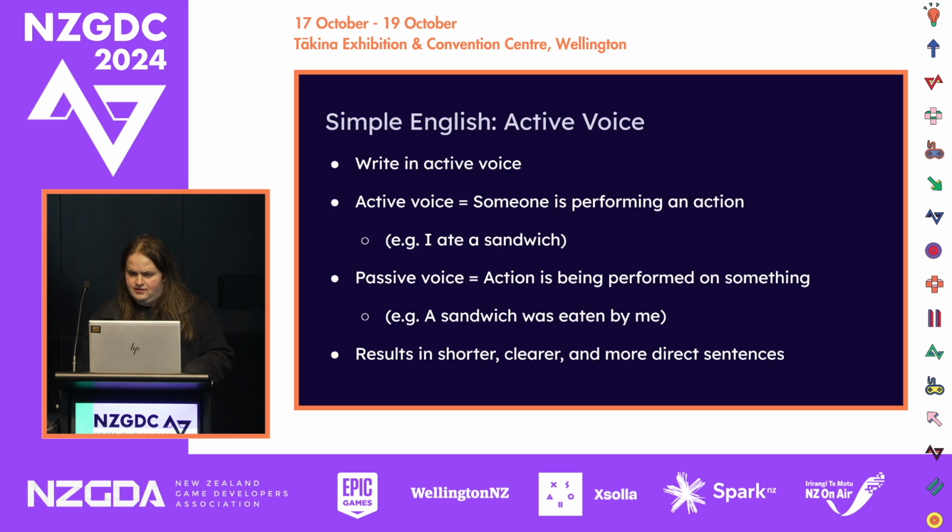Write your text in active voice. In an active voice, someone or something is performing an action on a subject, whereas in passive voice, an action is being performed on a subject. Active voice results in sentences that are clearer, shorter, and more direct. For example, if I were describing myself eating a sandwich, in a passive voice, I would say a sandwich is being eaten by me. In an active voice, though, I would say I am eating a sandwich. The active voice example is shorter and much more direct.